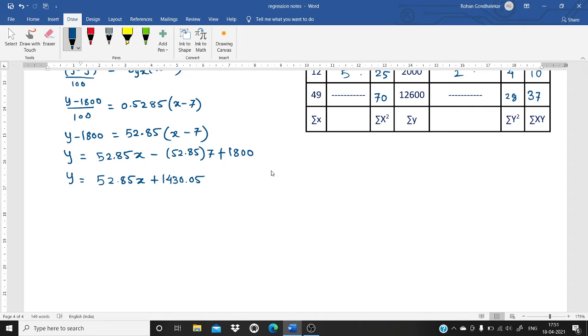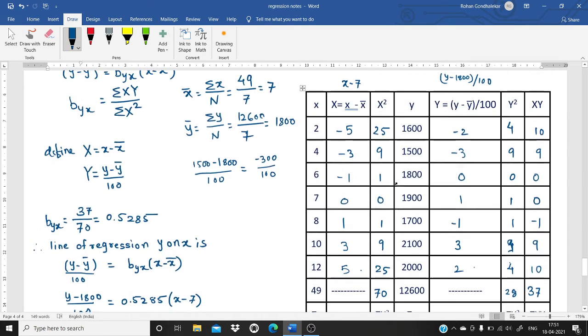Now to find y at x is equal to 3. So y is equal to 52.85 into 3 plus 1430.05. So how much is the cost? It is somewhere 1588.6. Okay. Are you clear with this?